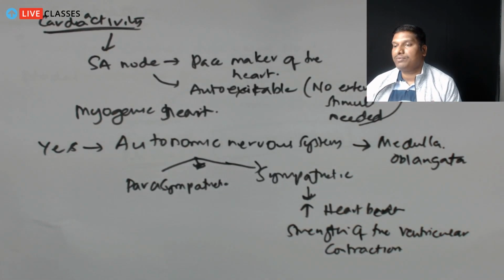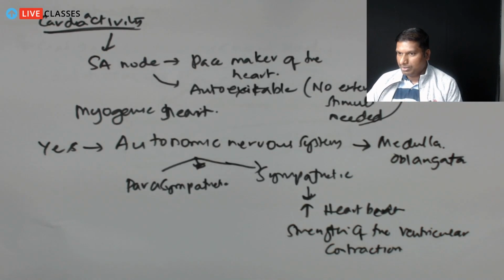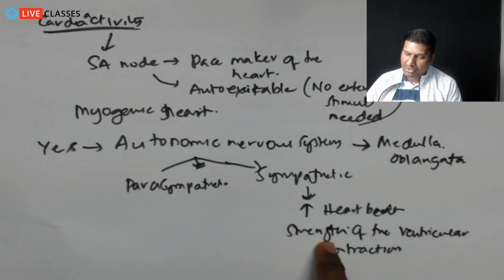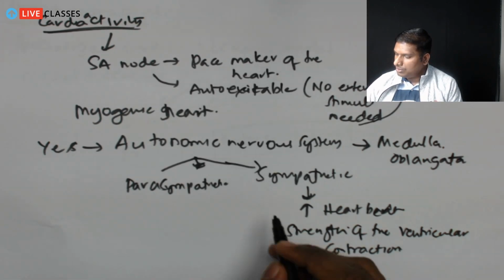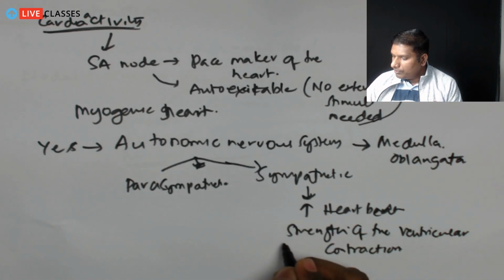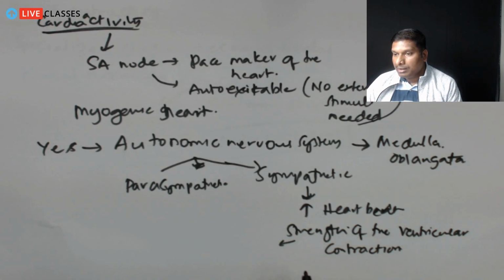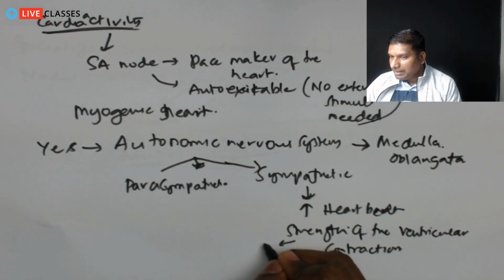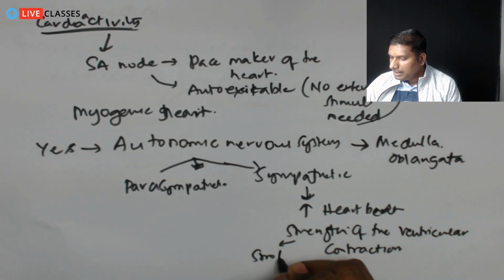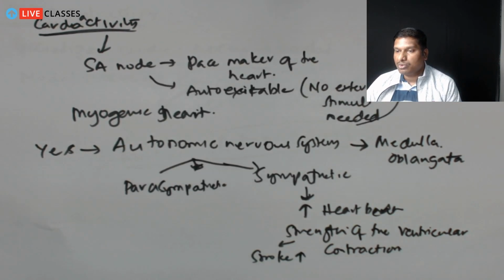They control the strength of the ventricular contraction. They have the ability to increase the heartbeat and control the strength of the ventricular contraction. So we know that if the ventricle contracts more, your stroke volume will increase.